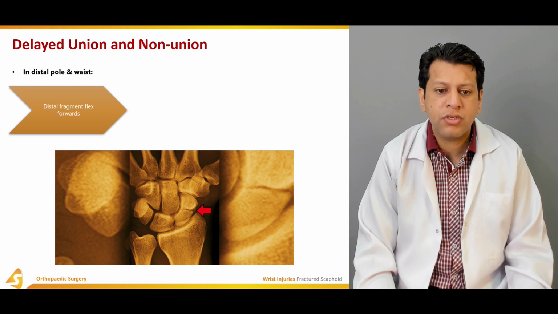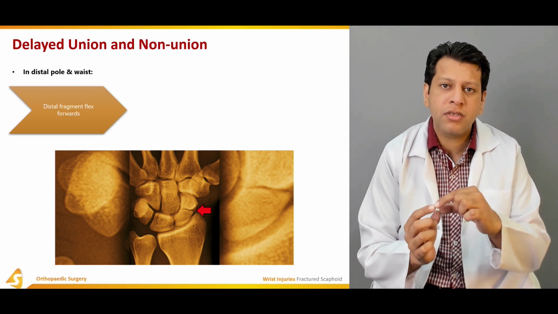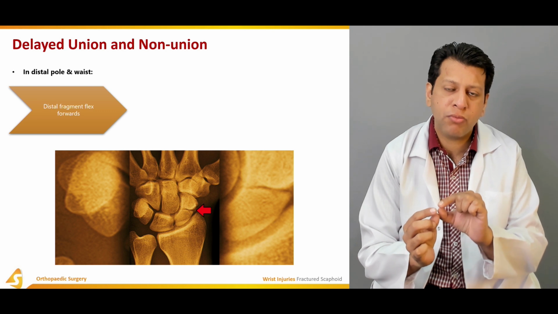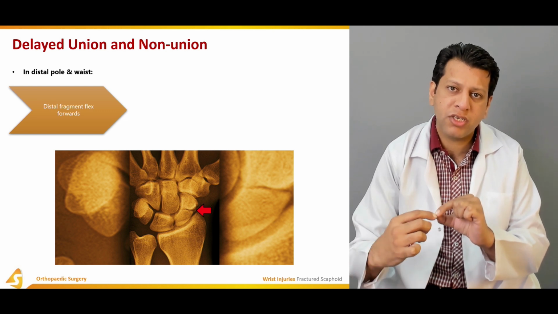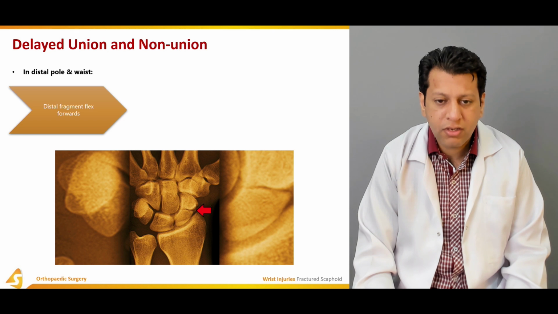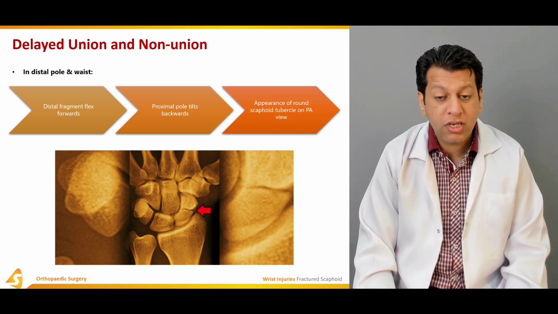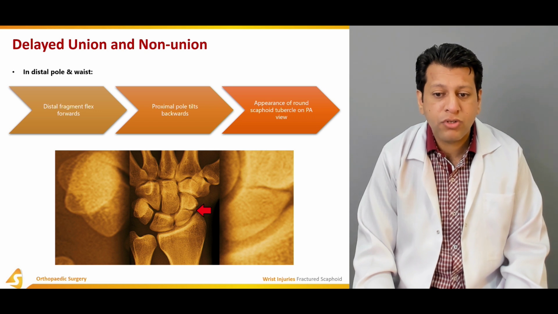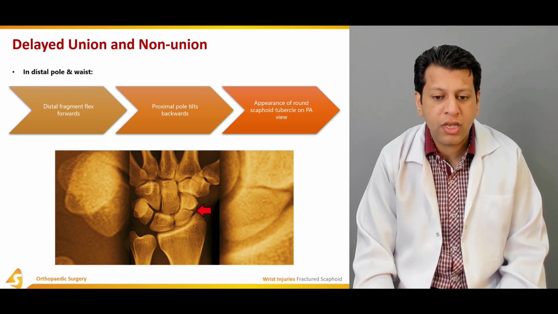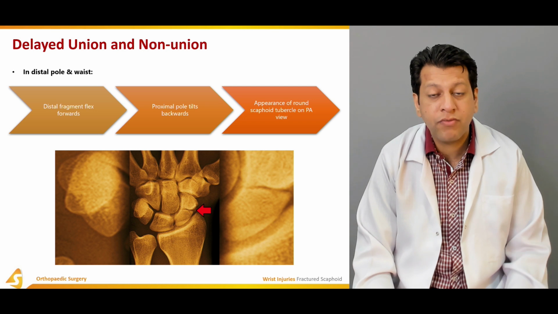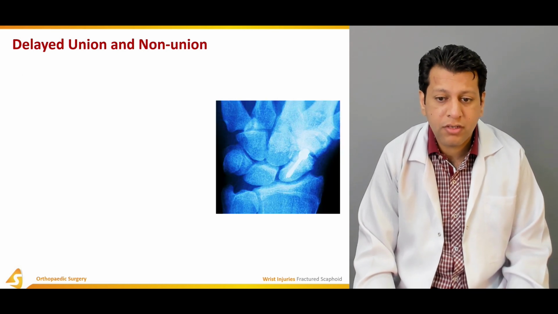This is because the distal fragment is flexed forward. Now, when it breaks, the distal segment is flexed forward while the proximal segment tilts backward. So they are actually angulated to each other. The proximal pole tilts backwards, and the appearance of the round scaphoid tubercle on the PA view can be seen as well, which gives it a circular ring sign.